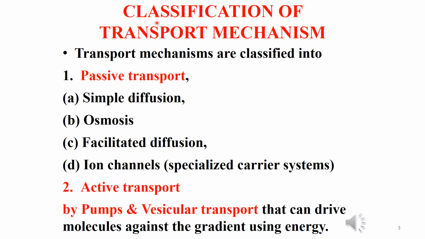Now, first we would like to highlight the classification of transport mechanism to you. The transport mechanism is classified into passive transport and active transport. The passive transport is further classified into four types, that is simple diffusion, osmosis, facilitated diffusion, and ion channels, which are specialized carrier systems. The active transport system is carried out by pump and vesicular transport mechanism that drive molecules against concentration gradient using energy.